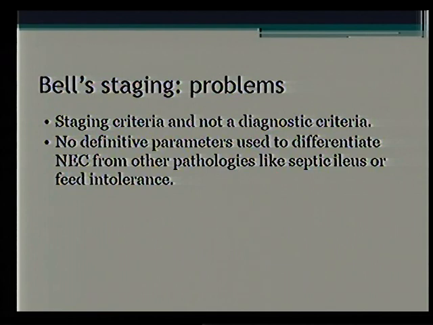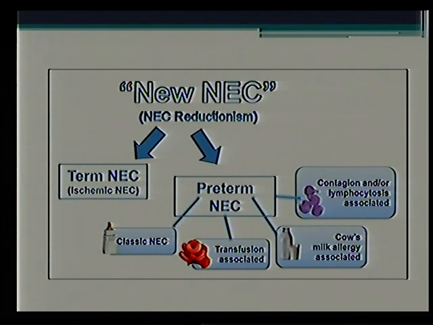It is a staging criteria, but it is not a definite diagnostic criteria. Why? Because early NEC, that is stage 1 disease, is not properly defined in the Bell's staging. It does not differentiate NEC from other pathologies like septic ileus or feeding intolerance. So there is no proper categorization as to how we detect NEC, or whether it is a septic ileus or whether it is a feeding intolerance. So, the concept of new NEC has developed nowadays.